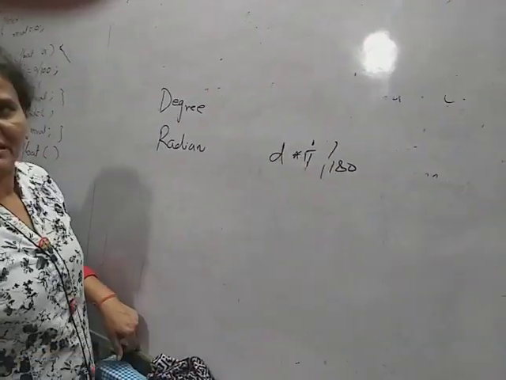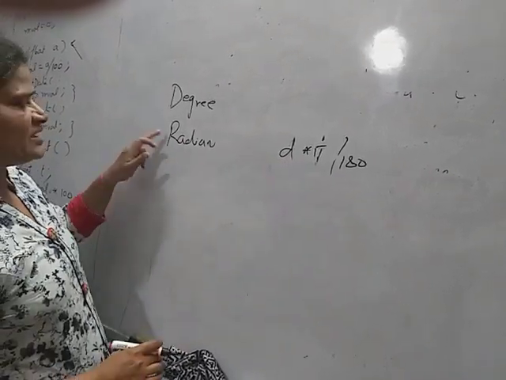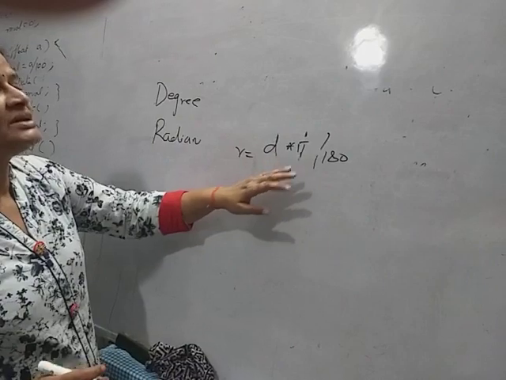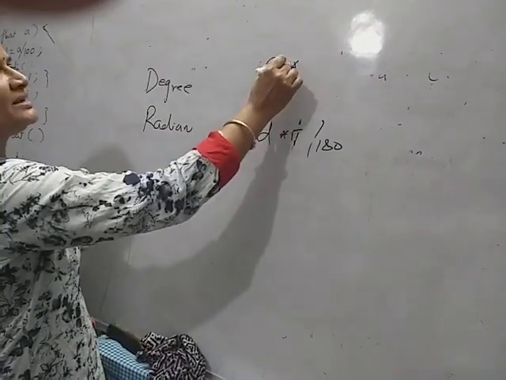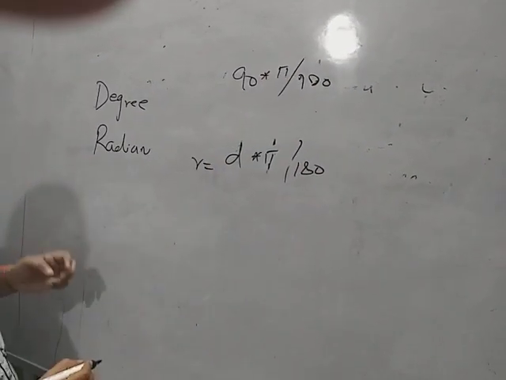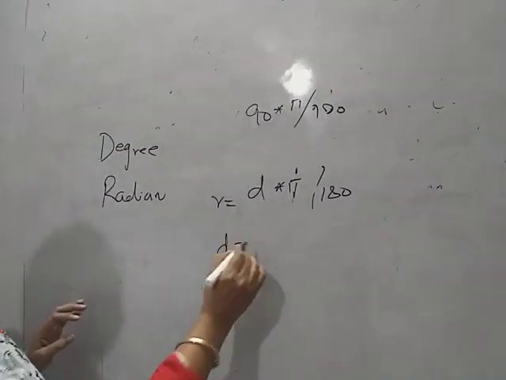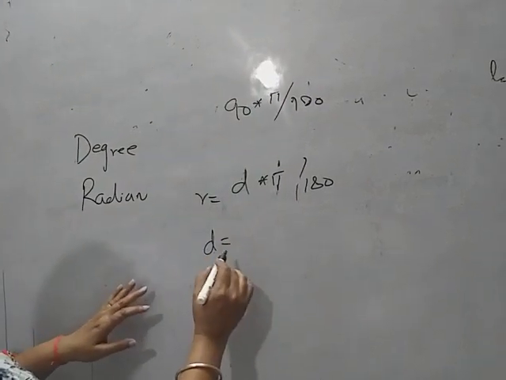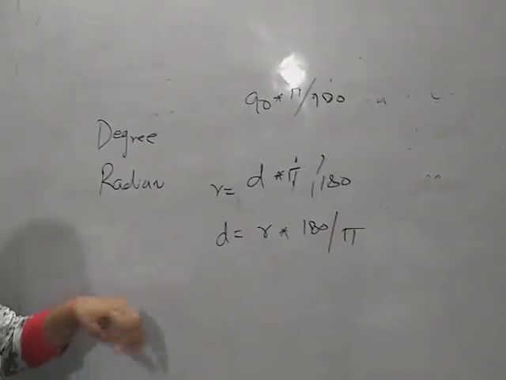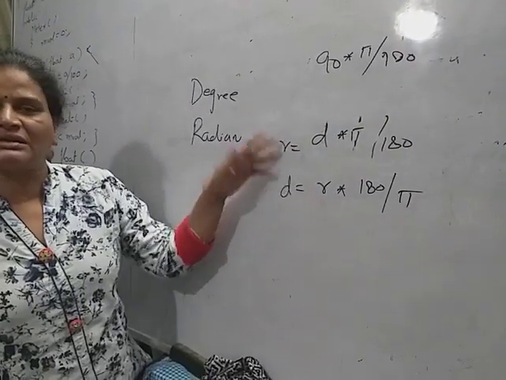Here the value of pi is 22/7. So in this way you can convert the degree into radian. Say suppose 90 degree, so 90 into pi upon 180. Okay, so this is radian. If you want to convert the radian object into a degree object, then what is the formula? D equal to R into 180 upon pi. So this is the way we know from trigonometry how to convert radian into degree and degree into radian.